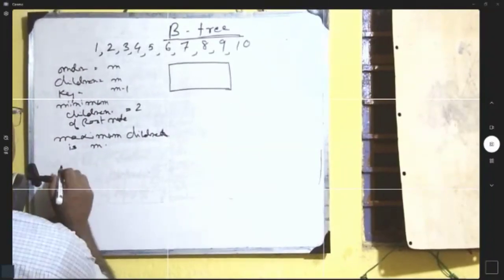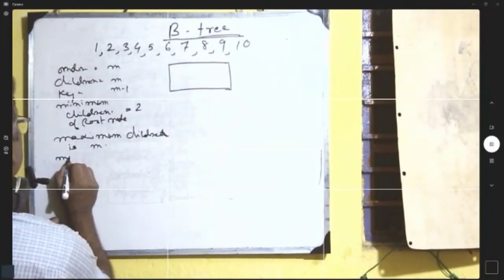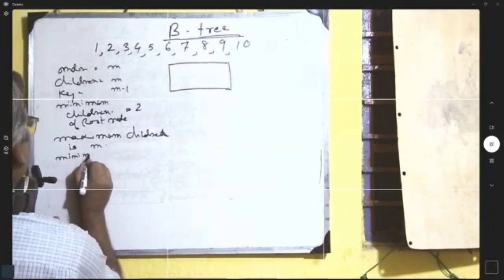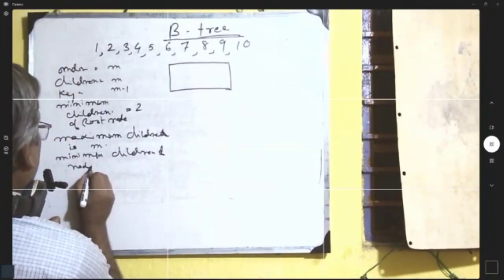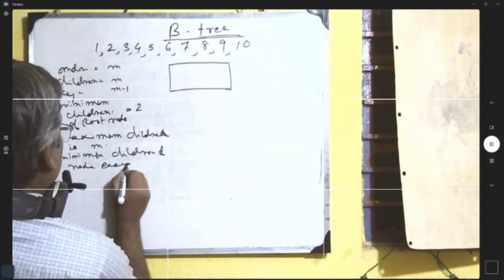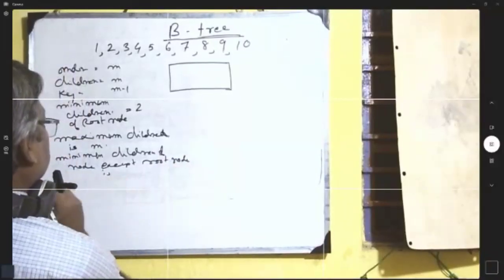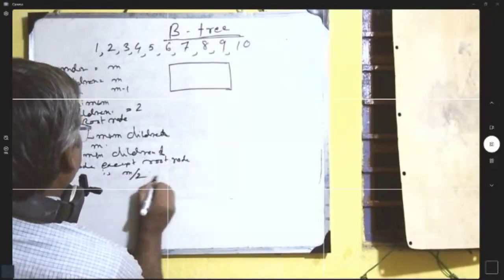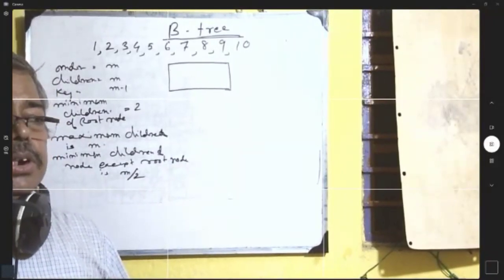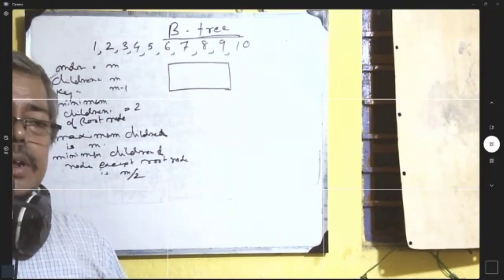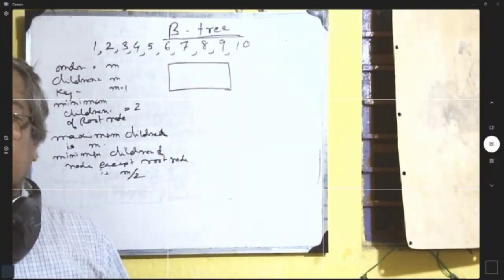And minimum children of node except root node is m by 2. Minimum children, of course, half of the children. Its order is m, maximum children is m, minimum children is m by 2.